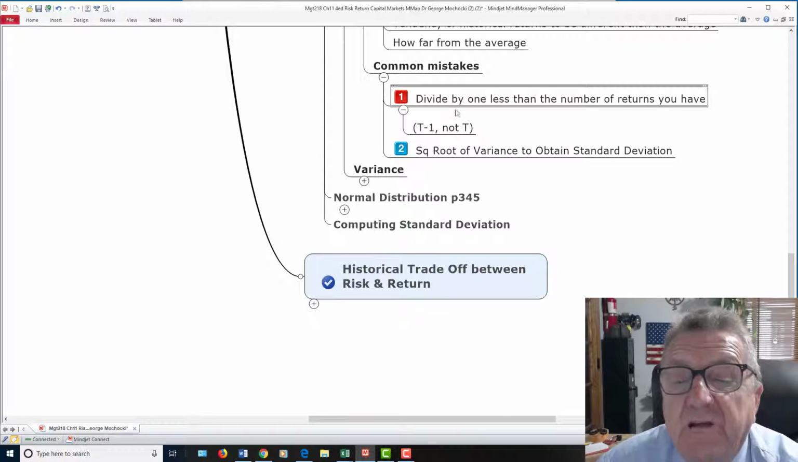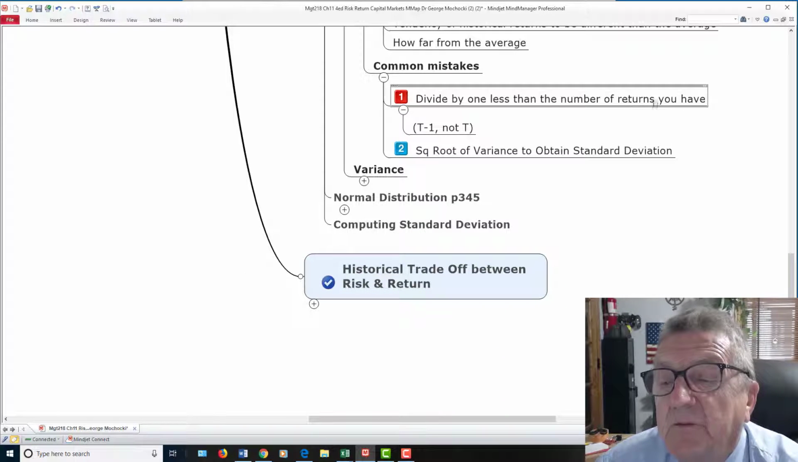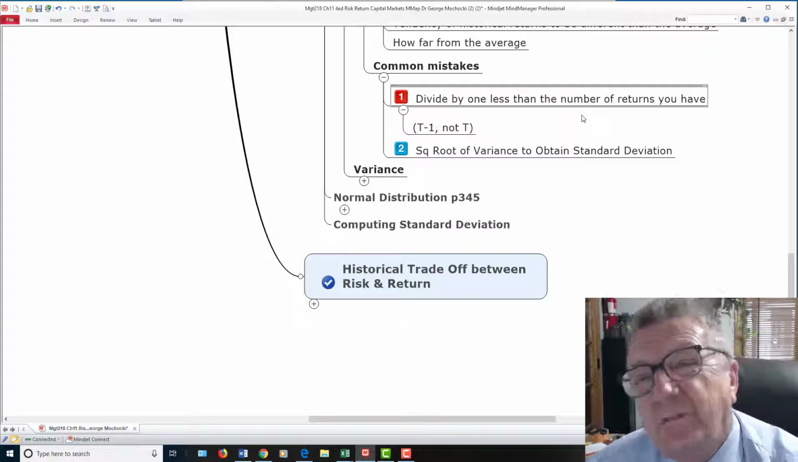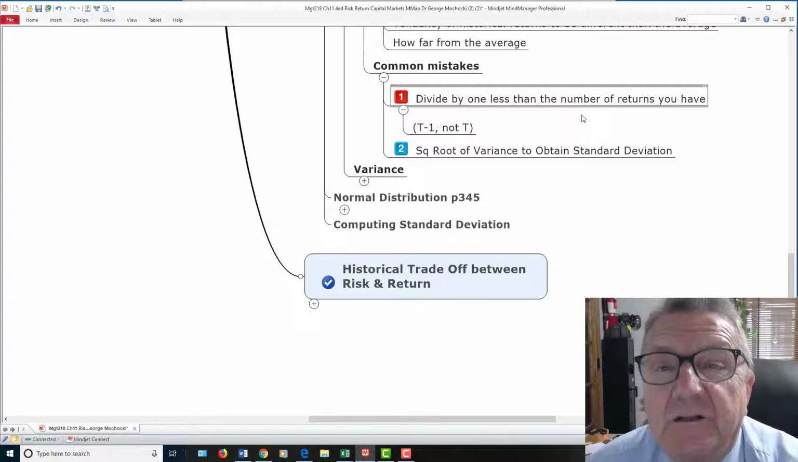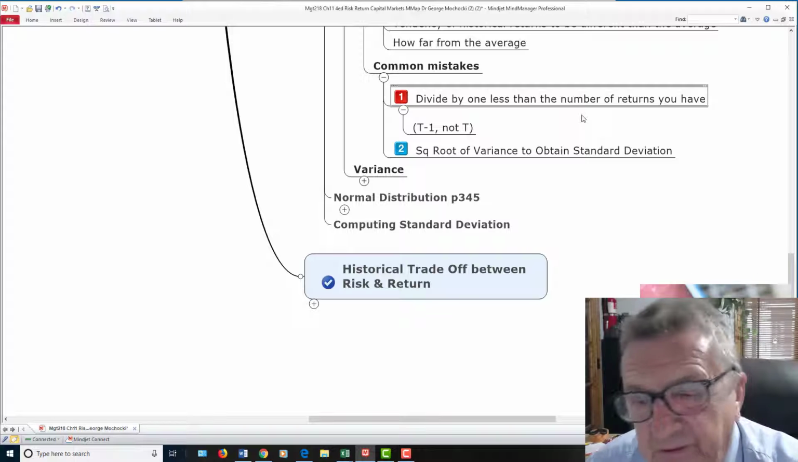Okay, common mistakes. Divide by one less than the number of returns you have. Okay, we talked about that. That's a mechanical or mathematical issue. Just remember, it doesn't start at zero. You've got to put the one.